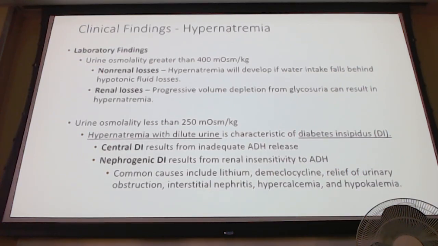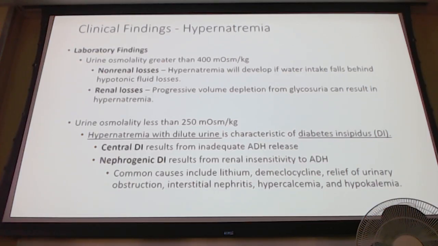Okay, anything above 320. Okay, you're going to have non-renal losses. Hypernatremia will develop if water intake falls behind. Okay. Progressive water volume depletion. Okay, your sugar is really high. You're going to cause hypernatremia. Okay. In some cases, when your osmolality is actually decreased, very rare, you're going to only be looking really at central DI and neurogenic DI. Okay? So when you have hypernatremia with a very dilute urine, okay, that's DI.